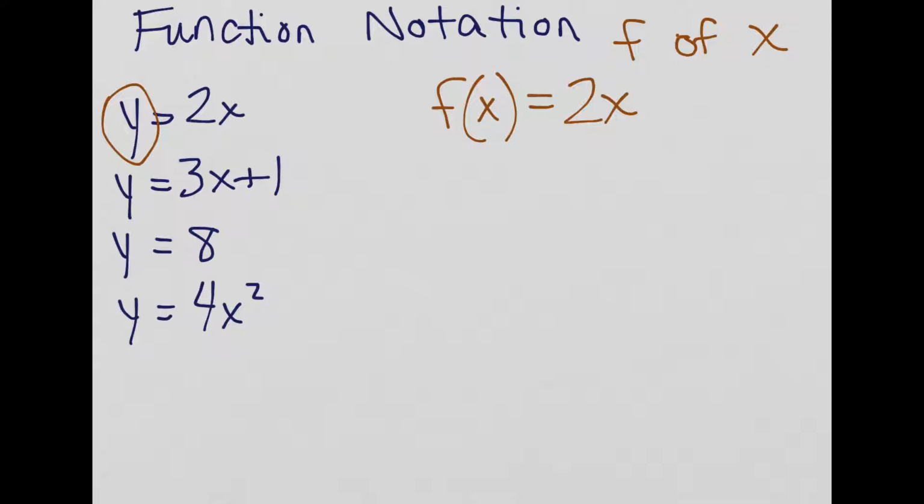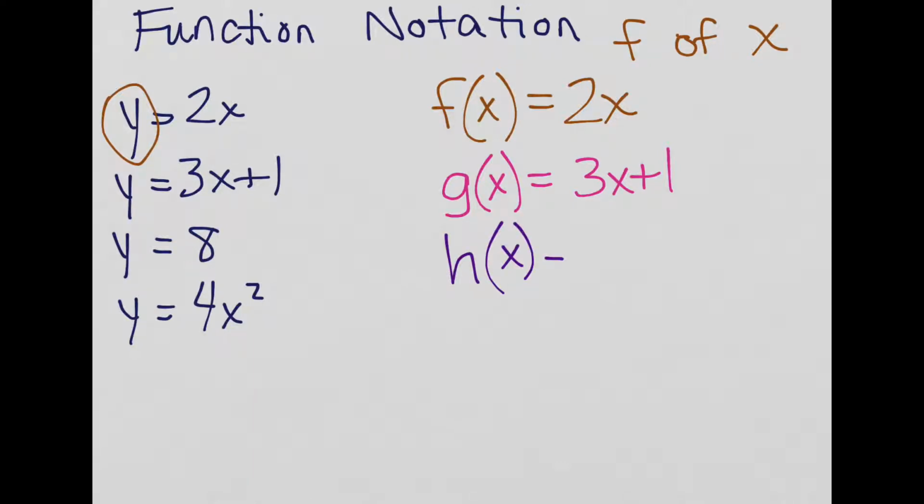But this is where it gets great. You don't have to name the function f. Let's name the second function g. What variable are we using? Still x. So g of x equals 3x plus 1. Let's name the third function h. What variable? Still x. Oh, I don't see a variable. That's okay. h of x equals 8.